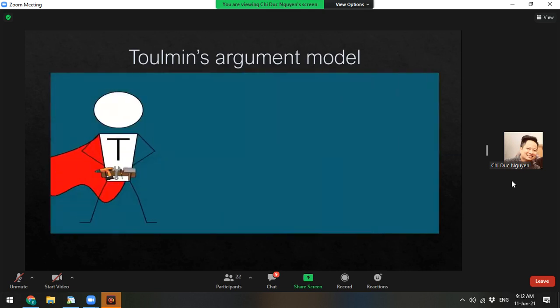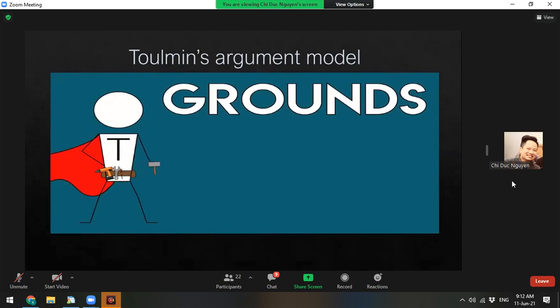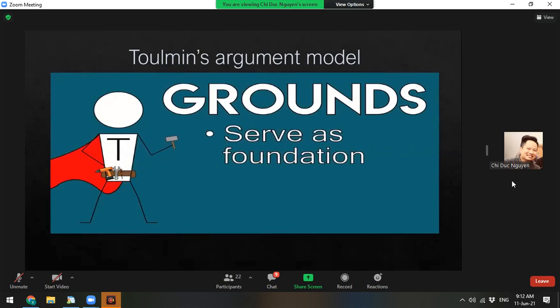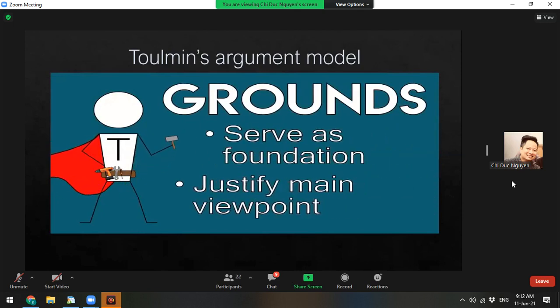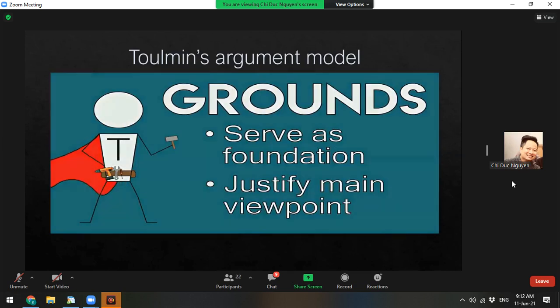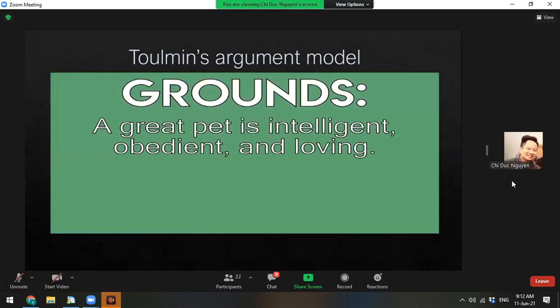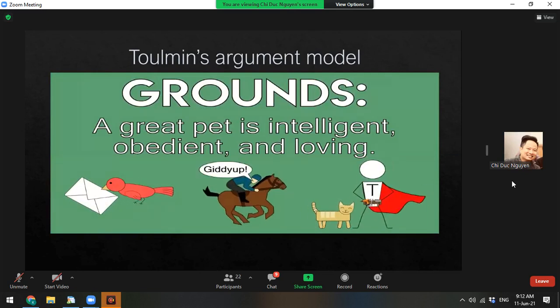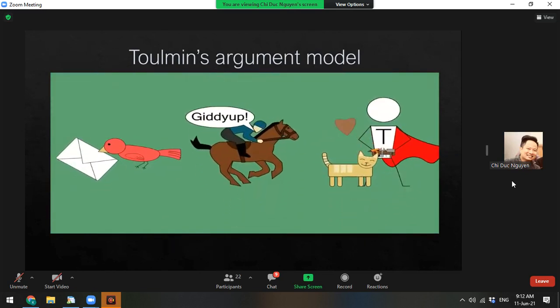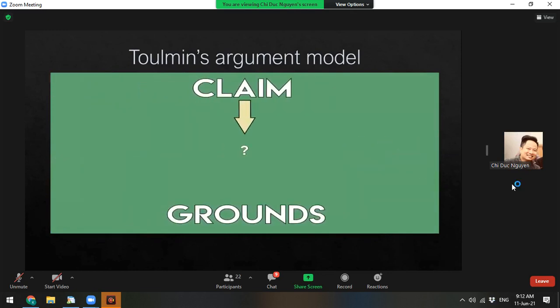To grant this argument some validity, the toolman will use his next tool, the grounds, which serve as the argument's foundation, justifying the main viewpoint of the argument. For example, a great pet is intelligent, obedient, and loving. This statement establishes the qualities that would describe a great pet. However, it is not yet directly connected to the claim concerning dogs.